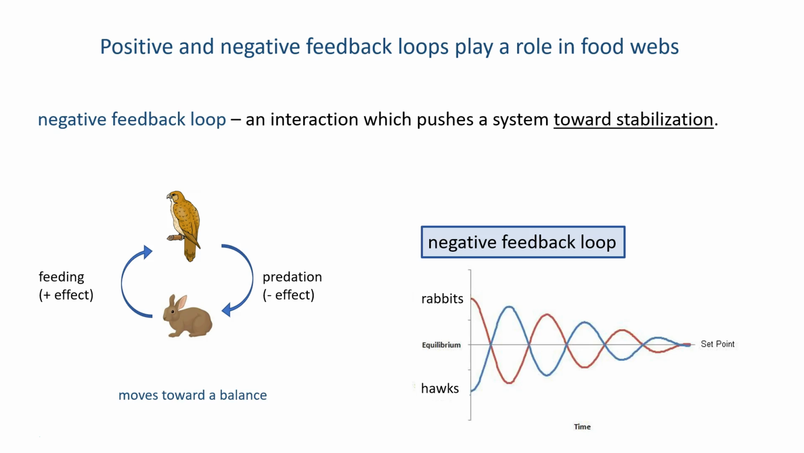And you can see that here in this diagram. As the hawk population increases, the rabbit population begins to decrease. And at some point, because the rabbit population is so low, the hawk population begins to decrease as well. And as the hawk population decreases, it allows the rabbit population to begin increasing again. Therefore, it moves the system towards an equilibrium.